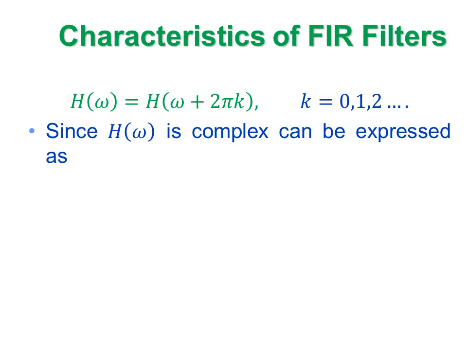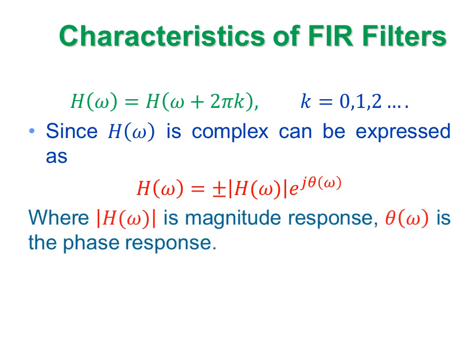Since H of omega is a complex function, it can be expressed as a magnitude and a phase by using the following equation, that is H of omega is equal to mod of H of omega into e raised to j theta of omega. So this is basically the magnitude function and the phase function, that is mod of H of omega is the magnitude and theta of omega is the phase response of the FIR filter.